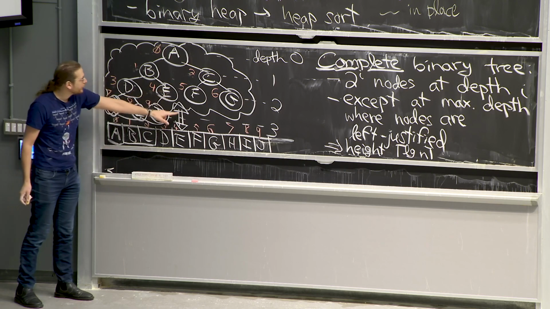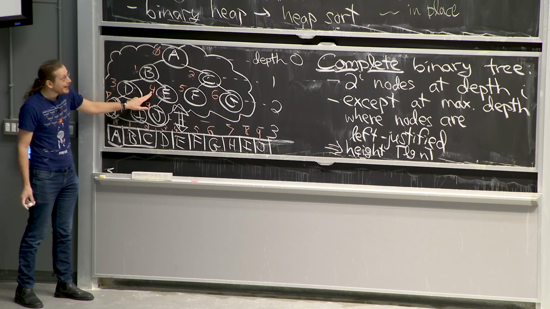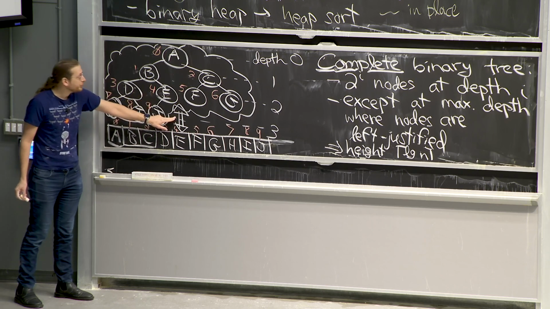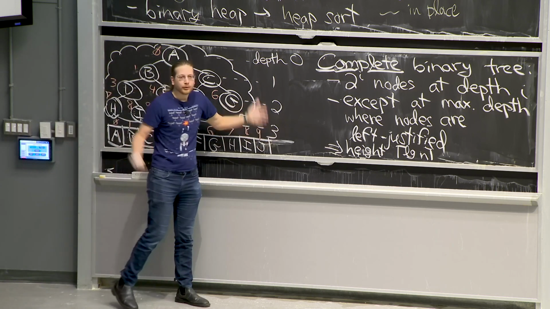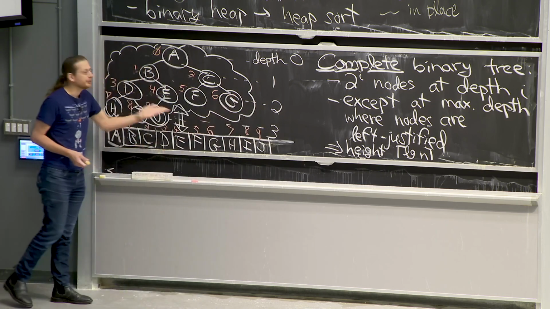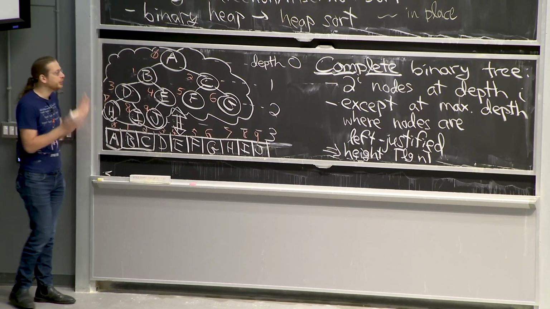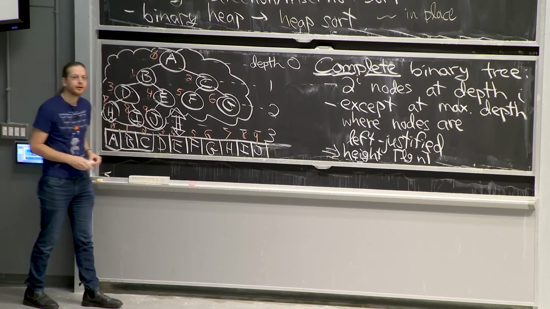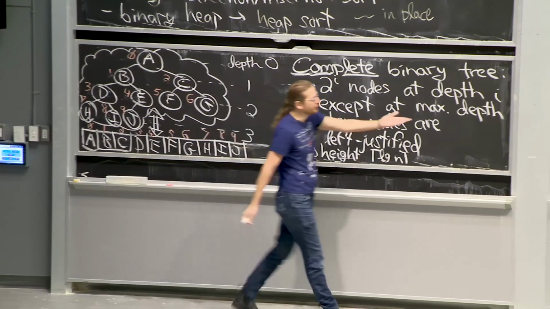If we try to go to the right child, we multiply by 2, 8, add 2, 10. And we see 10 is beyond the end of the array. But our array stores its size. So we realize E does not have a right child. This is something you can only do in a complete binary tree. In a general binary tree, you don't have these nice properties.